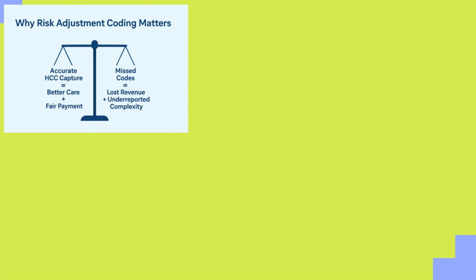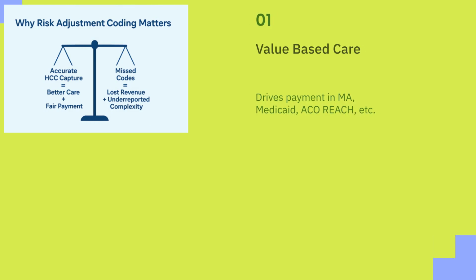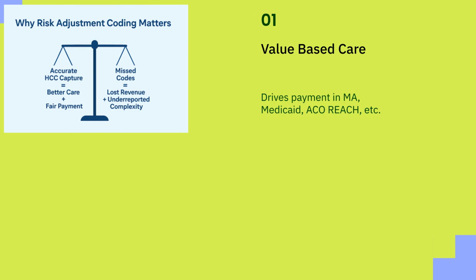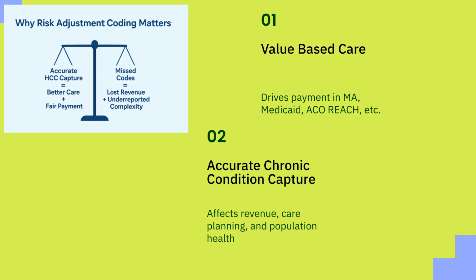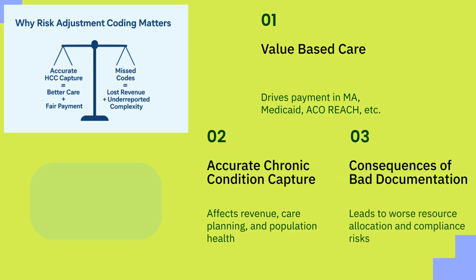Risk adjustment is important for healthcare organizations because it influences payments in many value-based systems like Medicare Advantage, Medicaid, or ACO REACH. Check out our other videos to learn more about value-based care arrangements. Capturing chronic conditions accurately impacts revenue, care planning, and health priorities. If documentation is poor or codes are missing, it affects revenue, misrepresents patient needs, and disrupts resource use. It also risks compliance due to coding mistakes.